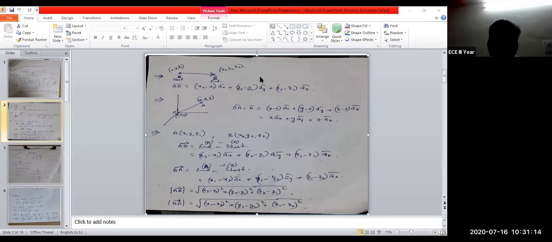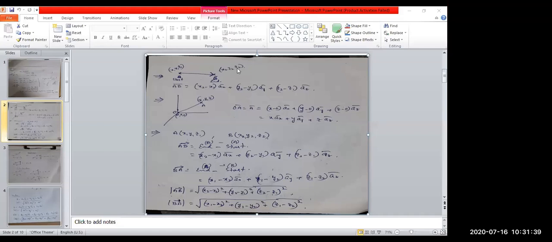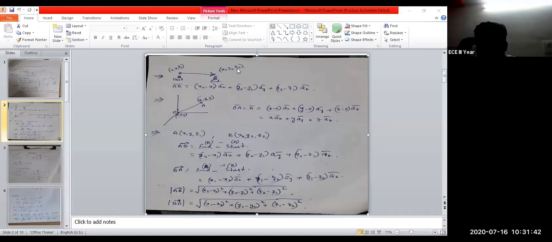For example, if I give b bar is equal to x2 ax plus y2 ay plus z2 az. Suppose I give the value as x2 plus y2, what is the magnitude of x2? 1. What is the magnitude of y2? 1. Then what about z? If I do not give it, it is 0, so you'll be getting such doubts in the problems. So blindly you can take the given values, and the values which are not given, you can take as 0. We have one problem corresponding to that. We'll be doing it now itself.